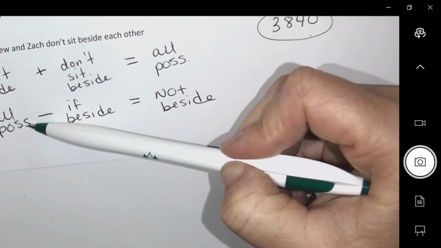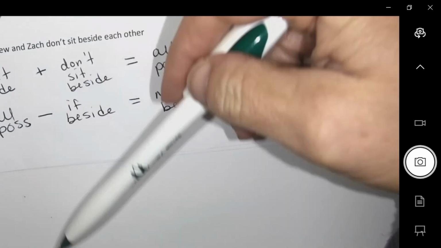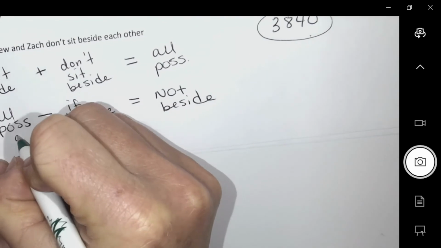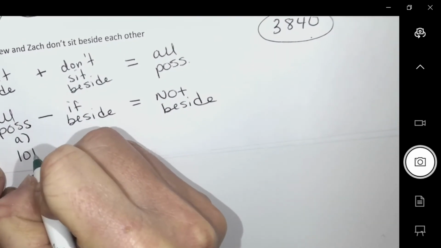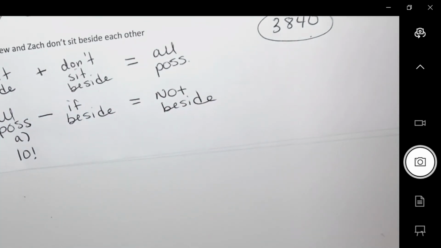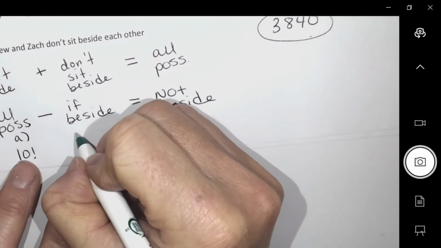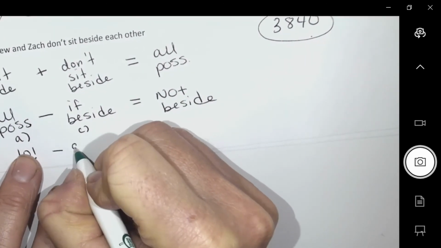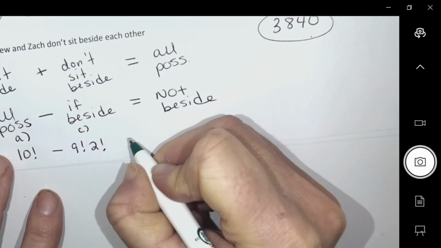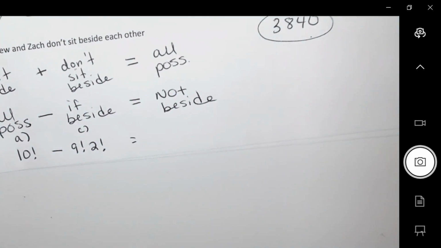That is which question? A, B, C, D, E? A. Question A, which was 10 factorial. That's all that's possible. And then we did this question already, A, B, C, or D, or E. Which one was it? If they are beside each other. C. So can you take your answer from A, subtract your answer from C, and that's what we'd be left with.